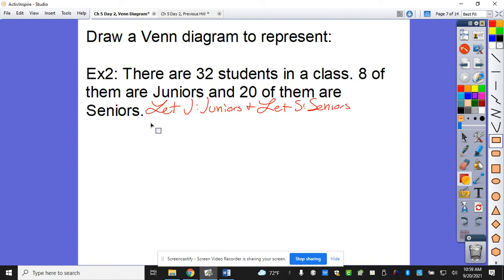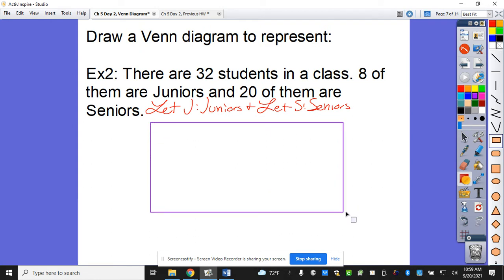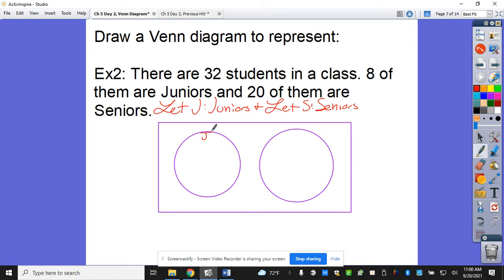So what does the box represent? My sample space. So all 32 students, and I'm going to have 2 separate circles that do not overlap because these 2 events are what? Are they mutually exclusive or not mutually exclusive? So J, S, how many of the students are juniors? How many of the students are seniors? Am I done? Because I only have 28 so far, but there are 32 of them, so where did the last 4 go? Just anywhere in the box, but not in the circles. So they are included in this sample space, but they are not a junior and they are not a senior.